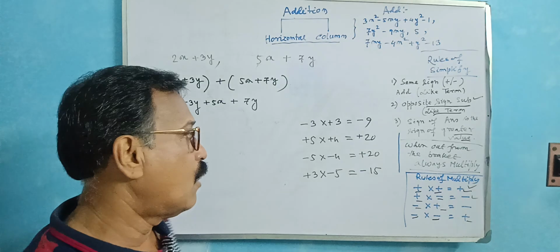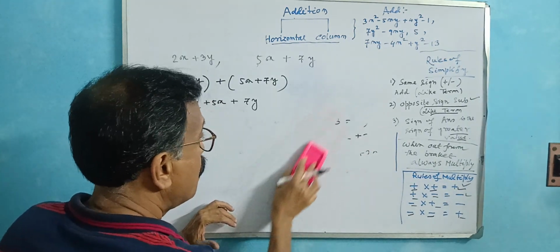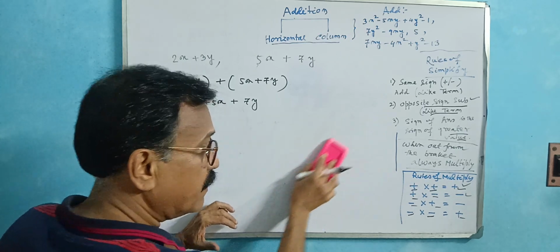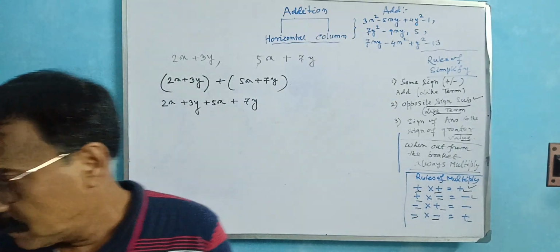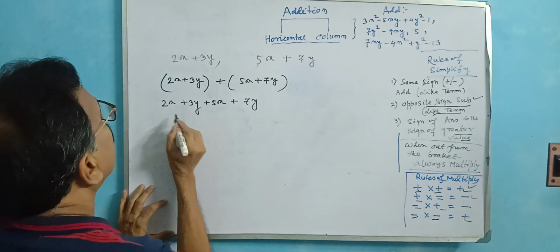So now, very important thing, the rule of simplify is different. Very important thing is this. Now here, this is called the horizontal process, just add it.